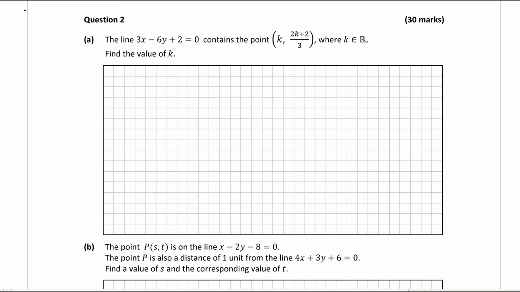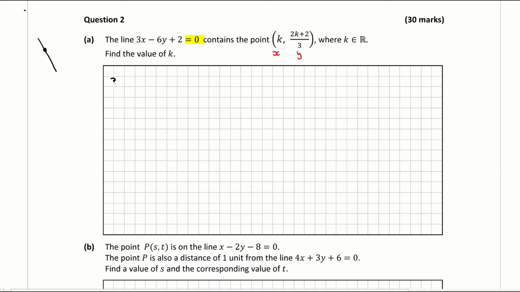Question 2a, the line 3x minus 6y plus 2 equals 0 contains this point where k is an element of the real numbers. Find the value of k. So we're kind of linking this here where it says contains the point. So if a point is on a line or on any curve, we know when we sub it in, it should satisfy it, or it should equal to 0. So all I'm going to do here is basically sub in my point, k for x, and 2k plus 2 over 3 for my y. So I'm subbing it in, and I should get equal to 0 when I solve it.